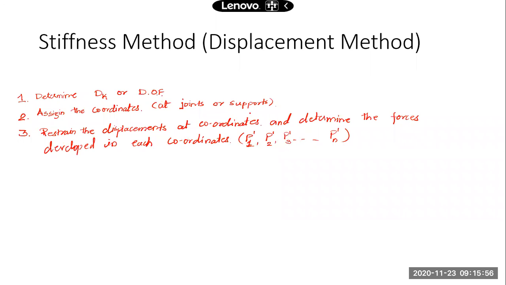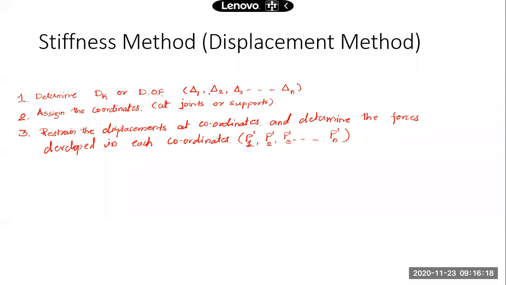Okay, here immediately once you identify the degree of freedom, you can write the unknown displacements: delta 1, delta 2, delta 3, and so on up to delta n. I can write this matrix immediately. These are all unknowns to me. So these are the displacements.